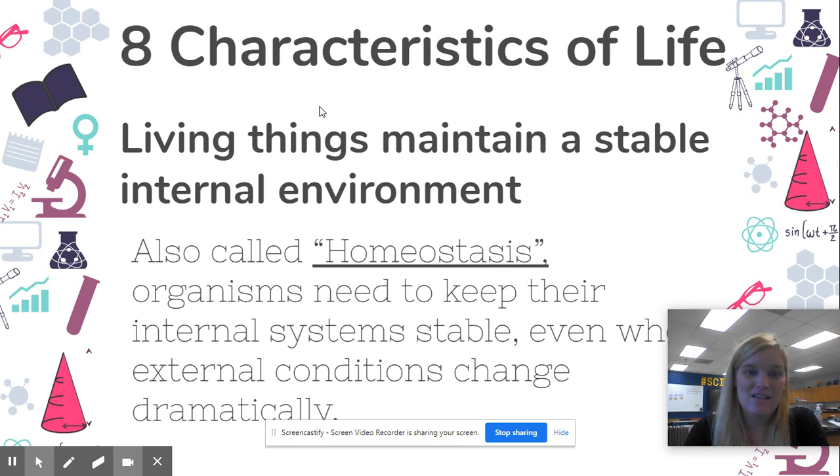Number 3, living things maintain a stable internal environment. So this is called homeostasis, which is basically a big word to say that you and your body can help regulate what's going on. So all organisms need to keep their internal system stable, which might be your organs, it might be how your body processes different liquids or different food items. And even when external conditions are changing dramatically, we can still keep homeostasis.